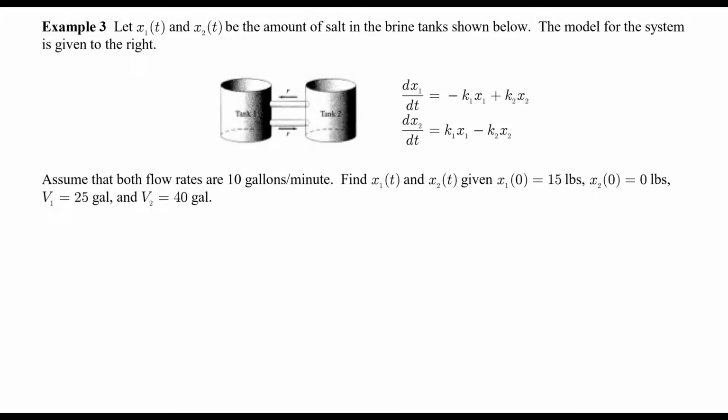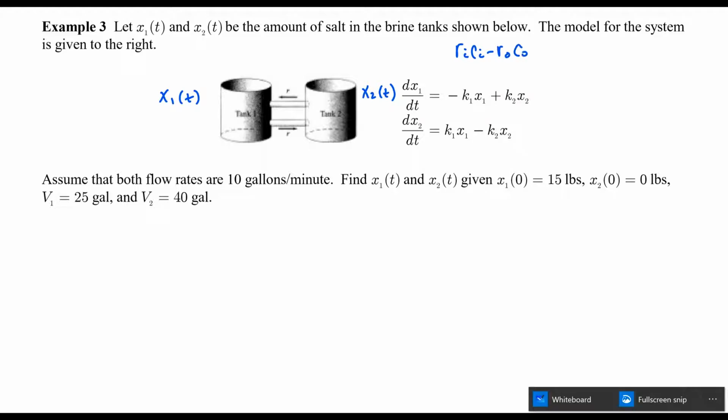So the first tank there is on the left. The amount of salt in tank 1 will be measured by x sub 1 of t. That will usually be in pounds, something like that. X sub 2 of t is the amount of salt in tank 2. Now, the model for the system is given to the right. What we have here, if you'll remember, is rate in, concentration in, minus rate out, concentration out. It's just given in a very general form here.